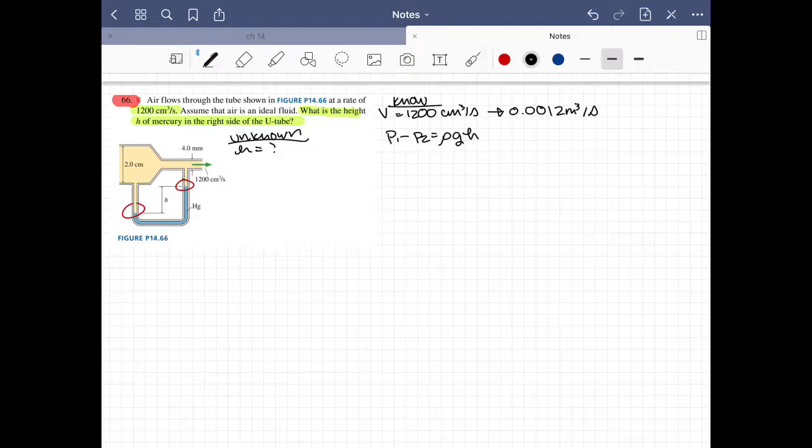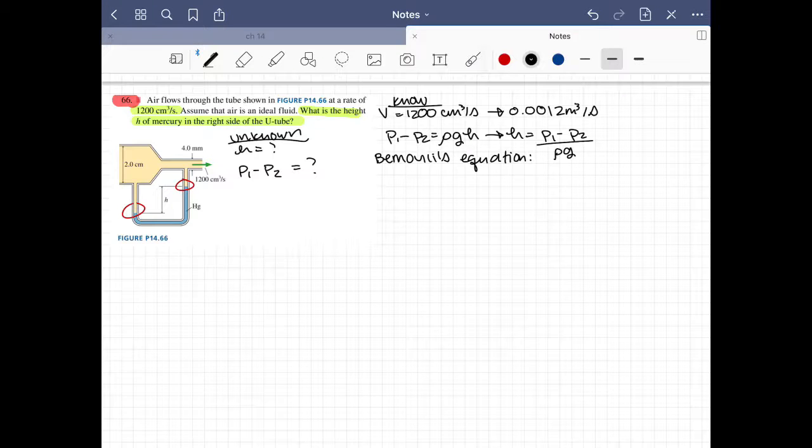density times gravity times the height of the liquid. Then we can isolate h and say that h is equal to P1 minus P2 divided by the density times gravity. But in this equation, we don't know what P1 minus P2 is equal to, so that's another unknown.